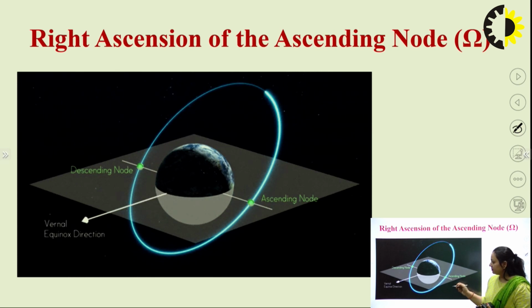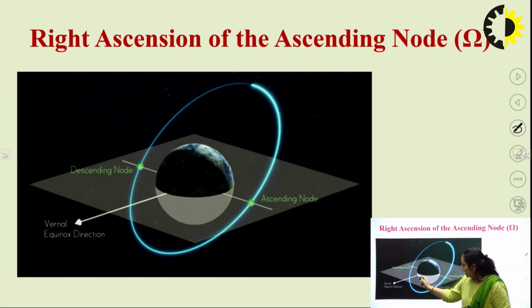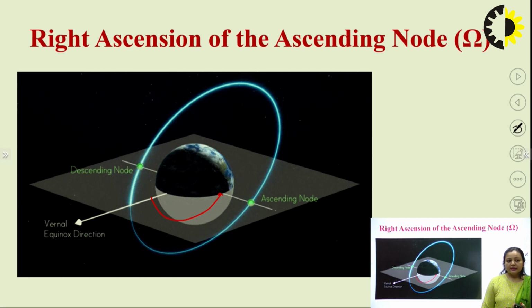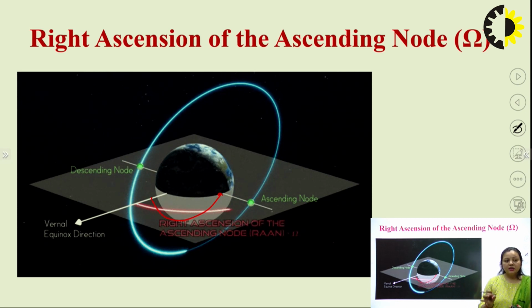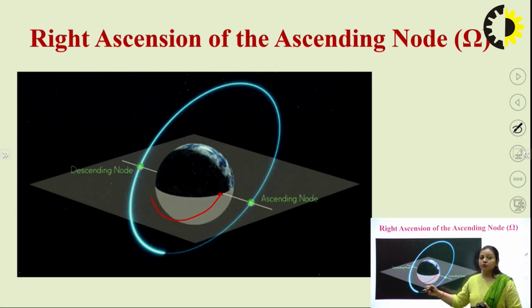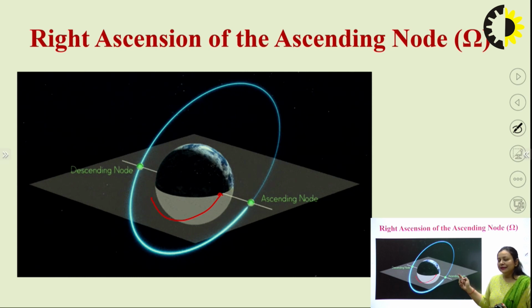Again check in the figure. The angle which it makes here is my right ascension of ascending node. So we can again say that the angle between the vernal equinox direction, or your first point of Aries direction, and the ascending node is called the right ascension of ascending node.